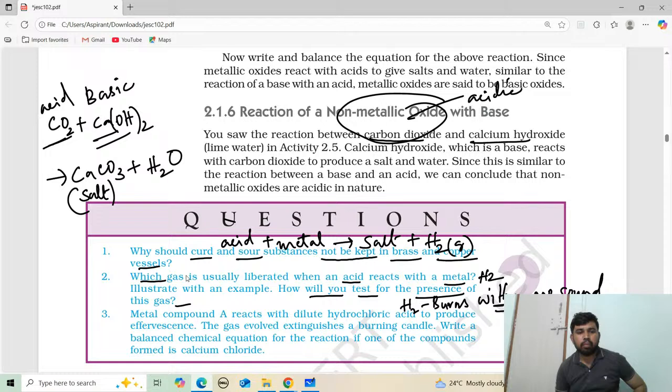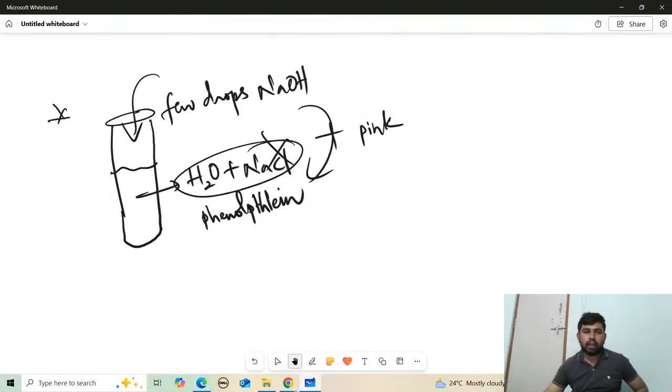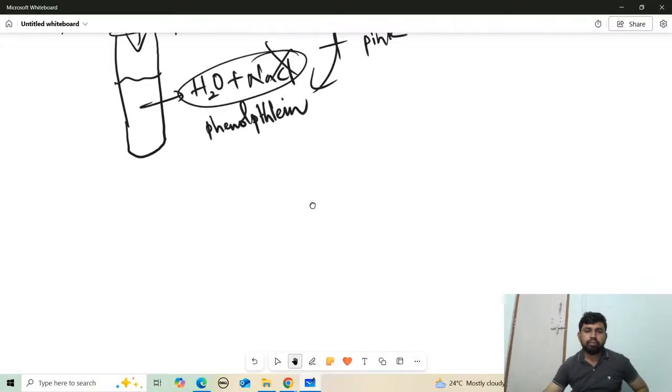Next, metal compound A reacts with dilute hydrochloric acid. Which metal compound produces effervescence? The gas evolved extinguishes the burning candle. Write the balanced chemical equation. So now they're asking about a metal compound. Remember, here they are saying it is a metal compound.